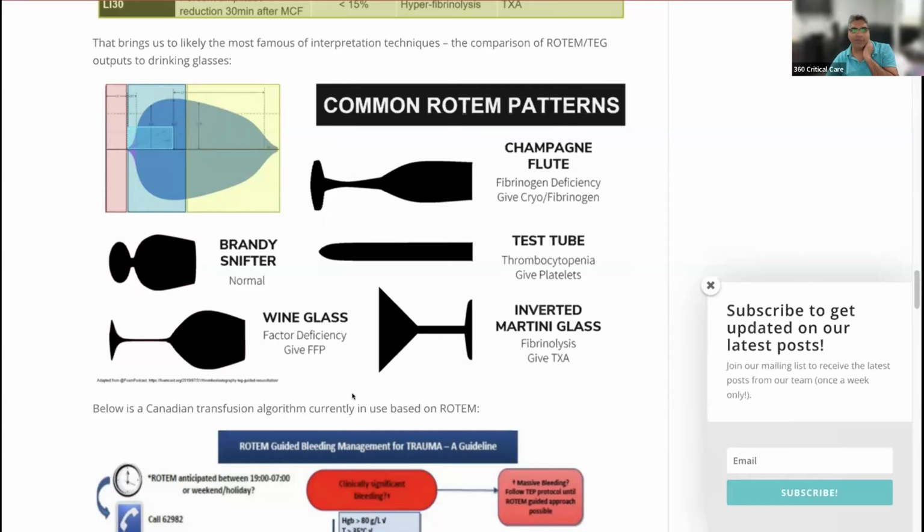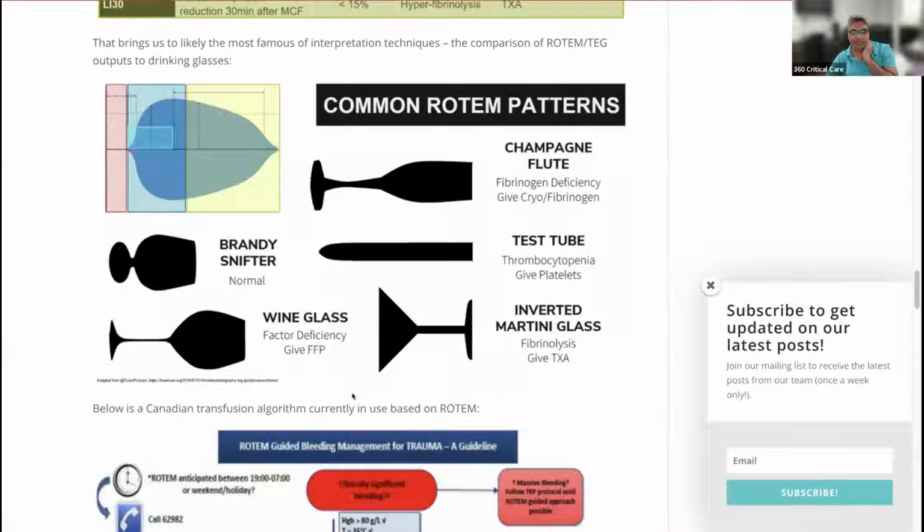Fibrinogen deficiency, in that case, your A5 is low, at 5 minutes A5 will be low. So in that case, you have to give fibrinogen. Thrombocytopenia, again, I told you about this, it goes parallel, it doesn't go up like this. Can you see how it goes up in the wine glass, the brandy? It goes up in a tangent with a good alpha angle. If the alpha angle is not good and it goes parallel, then it is thrombocytopenia.